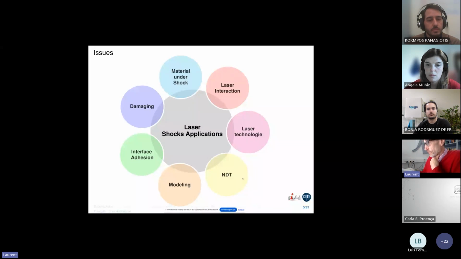And at the end, we will see in the next talk by University of Patras that we are very related to modeling development, because we have many parameters concerning lasers, laser beam configuration, and materials. We need modeling to help us to design the processing.